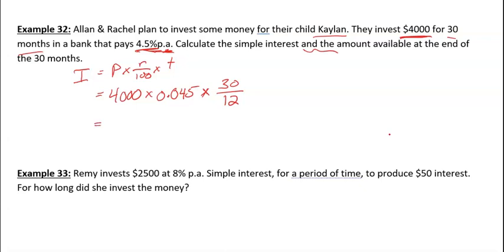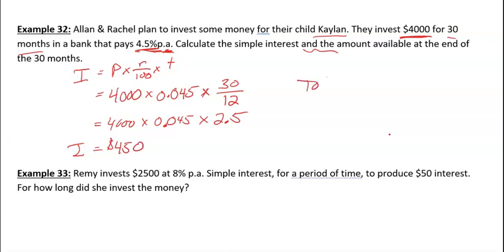So I'm going to write that down. I'm going to keep my 4,000. I'm going to keep that percentage turned into a decimal, and I'm going to divide 30 by 12, and I'm going to get 2.5. So now I've got numbers I can work with, and now I'm dealing with years. That's 30 divided by 12, number of months. So you do all that math, you get it all worked out, so we get the interest is equal to $450. Now that's the first question.